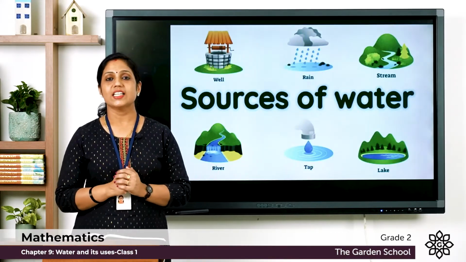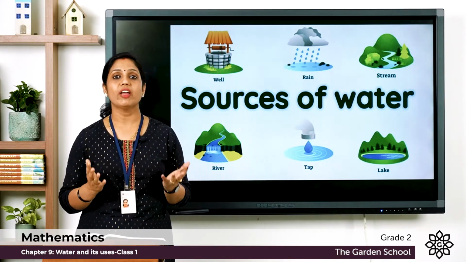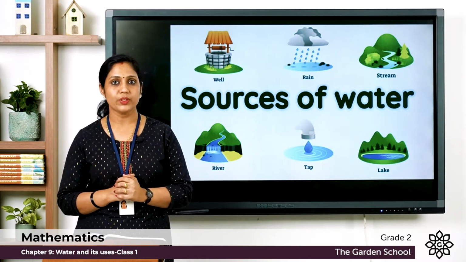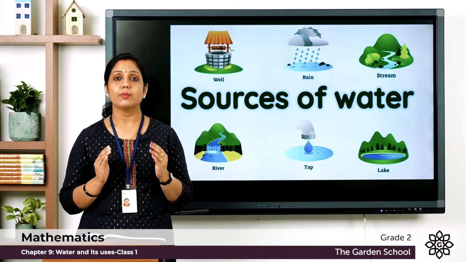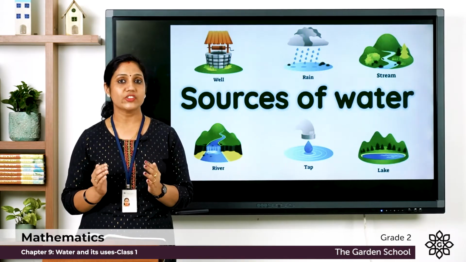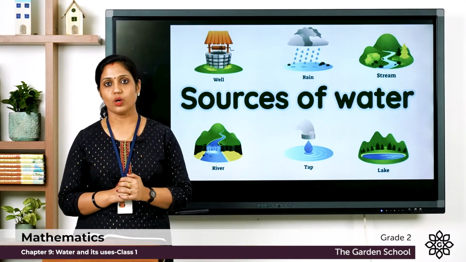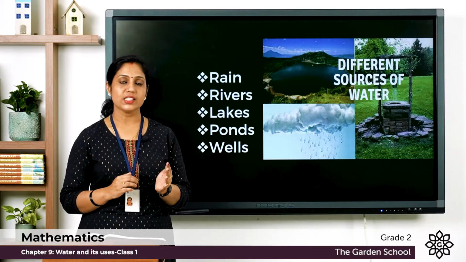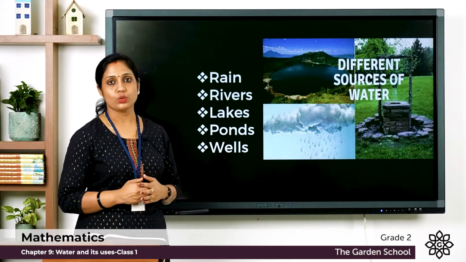Now next, let's learn about the sources of water. So what do you mean by sources of water? From where we get water. Have you ever observed from where you get water? So let's learn some of the sources of water. Rainwater is the major source of water. So when it rains, you can see the rivers and streets all filled with water, right? So rainwater is the major source of water. And also we get water from rivers, wells, ponds and lakes. So these all are the sources of water.